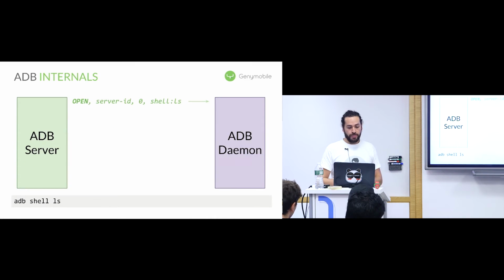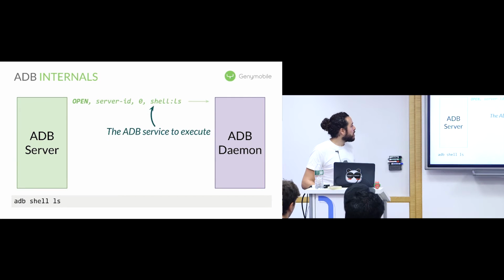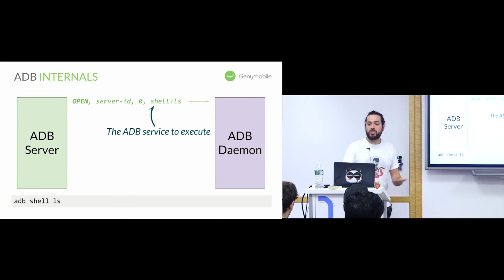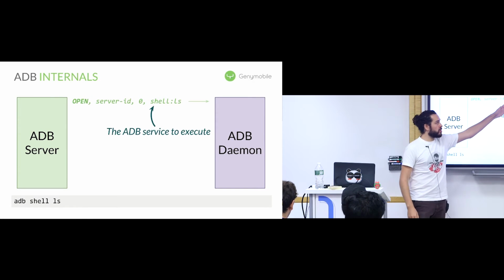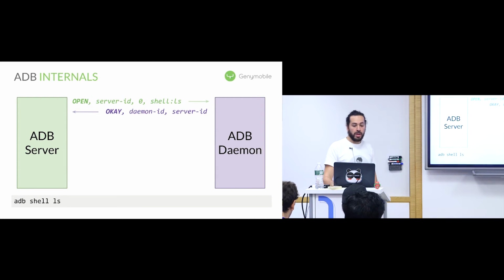What's happening? The ADB server will send this message with the open command, arg1 and arg2 that are very interesting, but I don't have the time to describe what is happening. But I will tell a few words about that. And the data contains the real service to execute with the parameters. This time it is the shell service with the ls parameter. The ADB daemon answers okay.